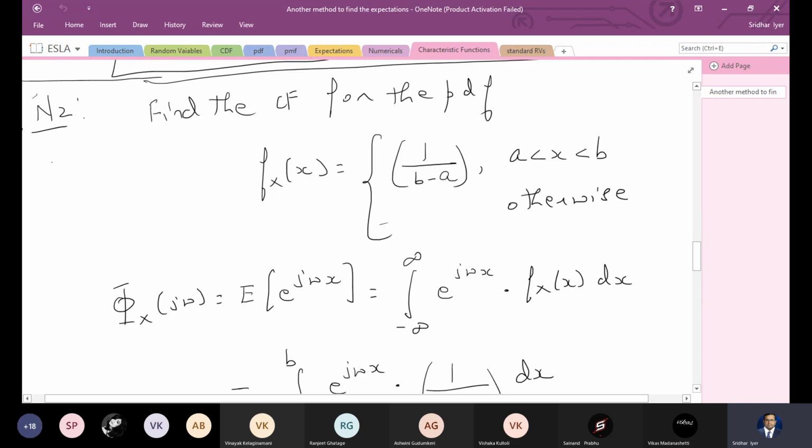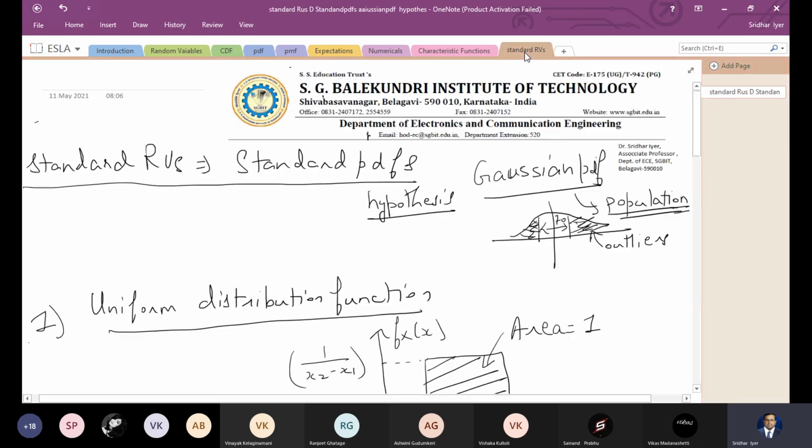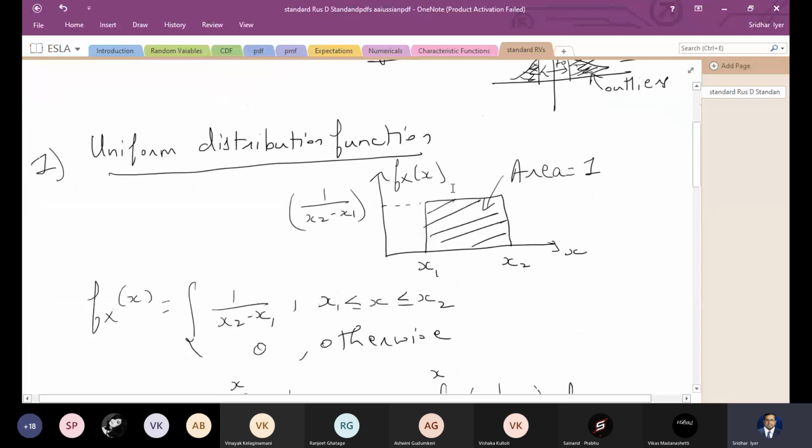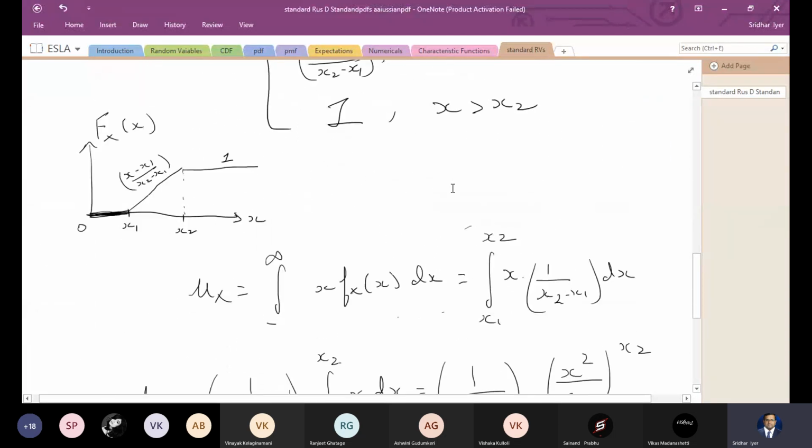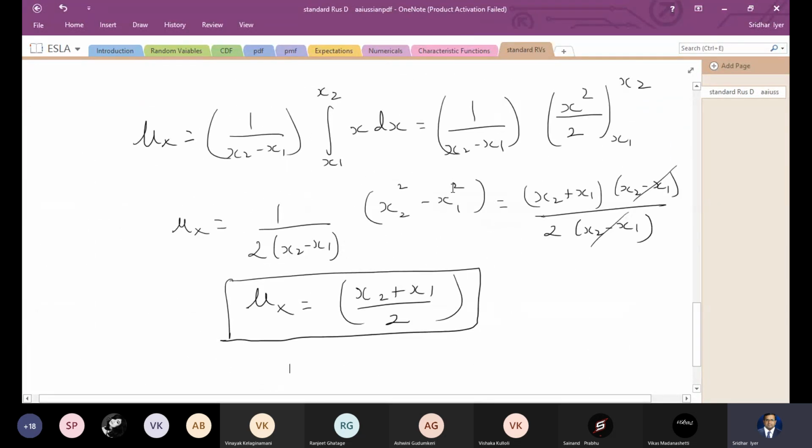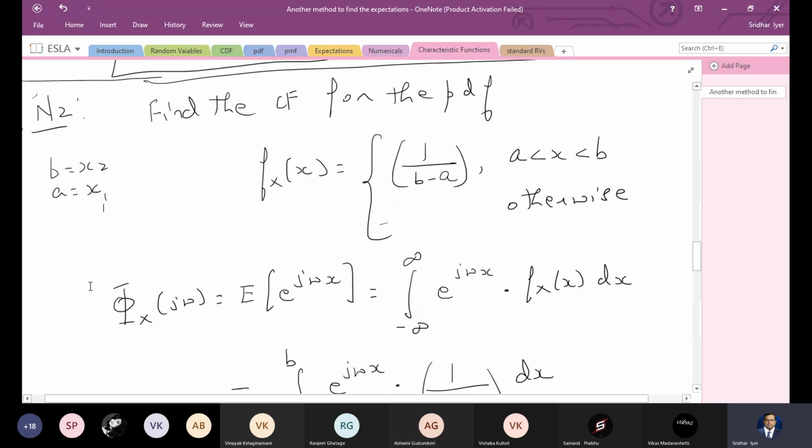So if we quickly recollect, b will be x2 and a will be x1, right? So the answer that we get for the mean for the uniform random variable which we have just found is (x2 plus x1) by 2. Therefore, if the value is given in terms of b and a, mu x will be (x2 plus x1) by 2, which will be (b plus a) divided by 2, right?